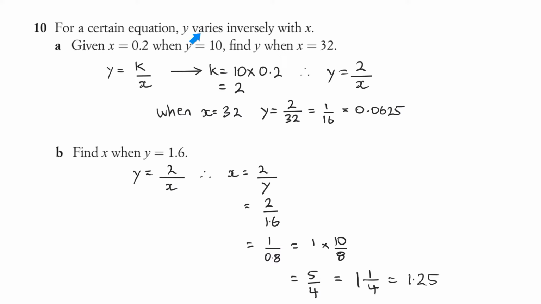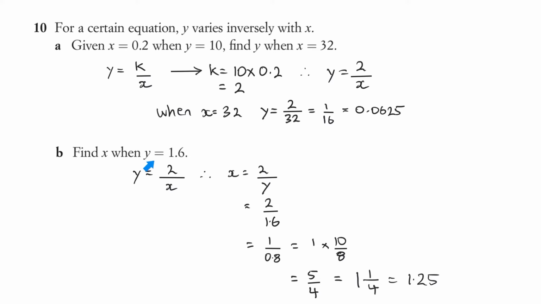Question 10. For a certain equation, y varies inversely with x. That's the key word right there. A. Given x equals 0.2 and y equals 10, find y when x equals 32. So y equals k on x, as it varies inversely. Therefore k equals, when x is 0.2, y is 10, so 10 times 0.2 is 2. Therefore y equals 2 on x. When x is 32, y equals 2 on 32, which is 1 on 16, which equals 0.0625.